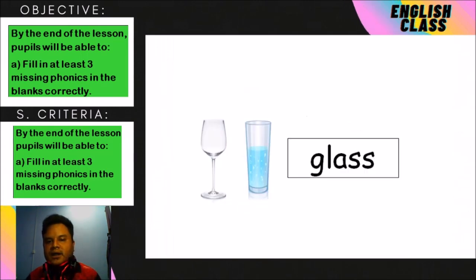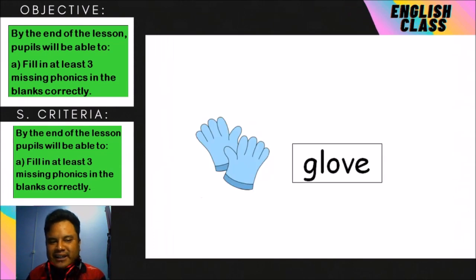Next is glass. Okay, glass is the type of cup that you use for drinking that is made out of glass. And next one is glove. Okay, good. Glove is what you would wear on your hands when you are cold, or you use it for a specific purpose, specific reason, to hold something or to play in a certain sport. Okay? Glove. Sarung tangan.